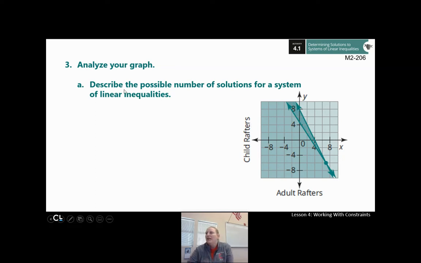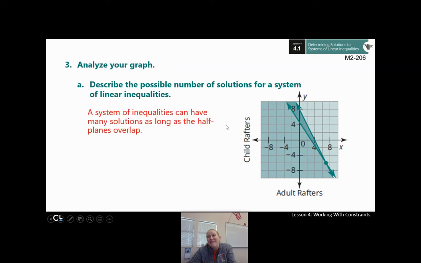All right, part A, my little sliver here. Describe the possible number of solutions for a system of linear inequalities. Well, these arrows go forever, don't they? I mean, they go forever and ever and ever. So that means my shaded sliver is going to go forever and ever up with it also, isn't it? So what this tells me is that I might possibly have an infinite number of solutions.